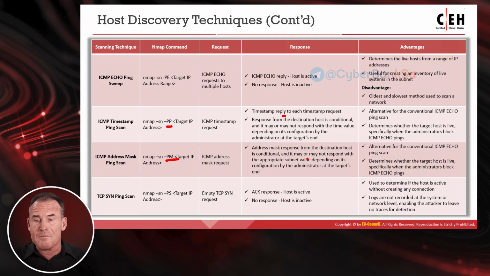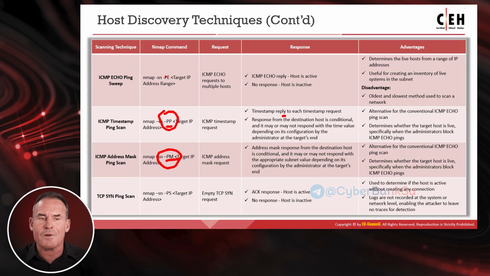Okay, may is conditional, may or may not respond with the appropriate subnet value, but both of these are alternatives to the echo, which is the most likely to be filtered since it's been heavily misused over the years. Echo requests are used in ping floods and host identification enumeration, so you might try the timestamps or the net mask.